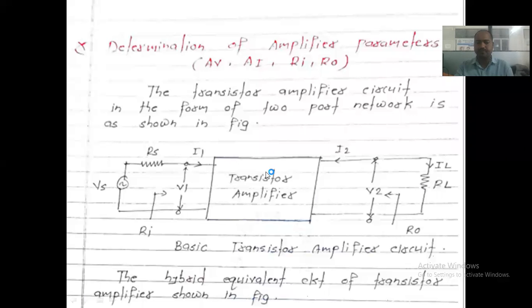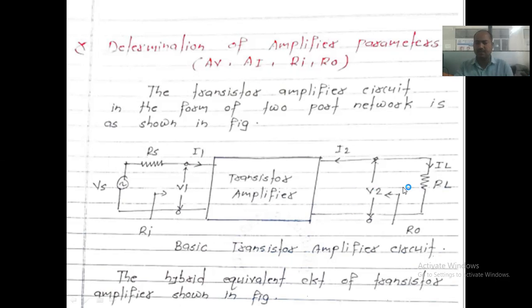Okay. Due to the application of V1 voltage and I1 current, there is generation of output voltage V2, and at that time the current is I2, right? So here V1 is the input voltage, V2 is the output voltage, I1 is the input current, I2 is the output current, and Ri indicates input impedance, RO indicates output impedance, along with voltage gain as well as current gain, right?